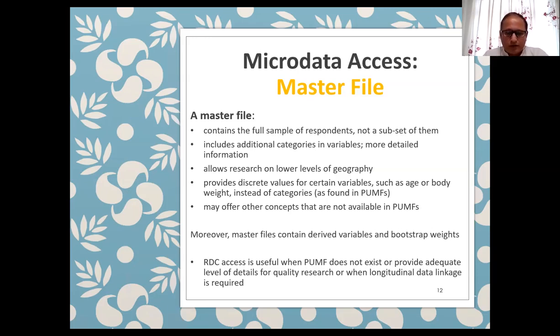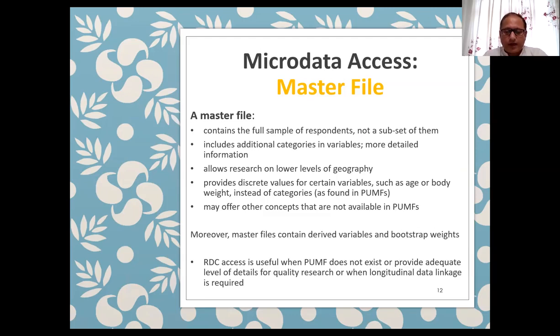Master files provide discrete values for certain variables, such as age. So you'll find single years of age or body weight instead of the categories found in public use files. And they may offer other concepts that are not available in public use files. Moreover, master files contain derived variables and bootstrap weights, which are not normally available in public use files.